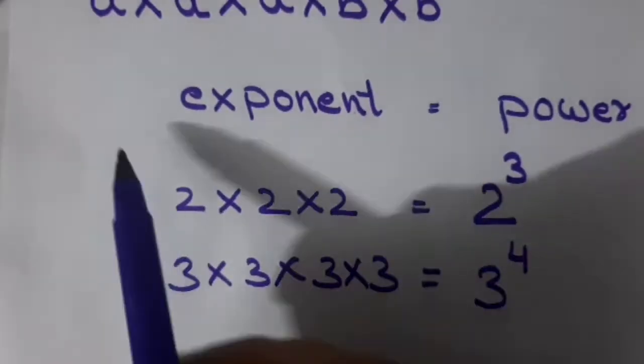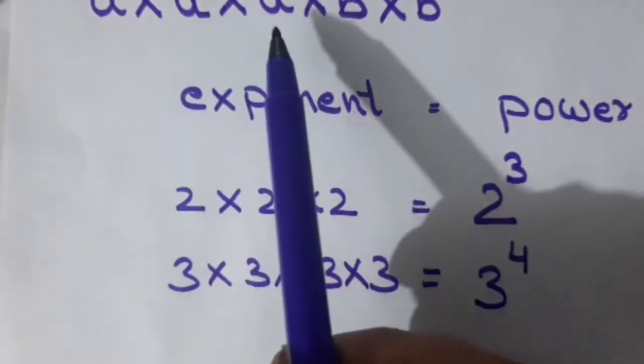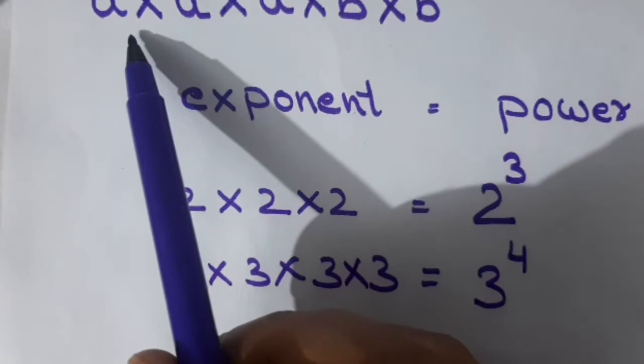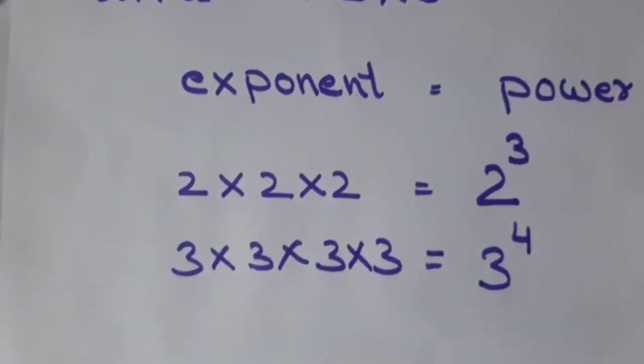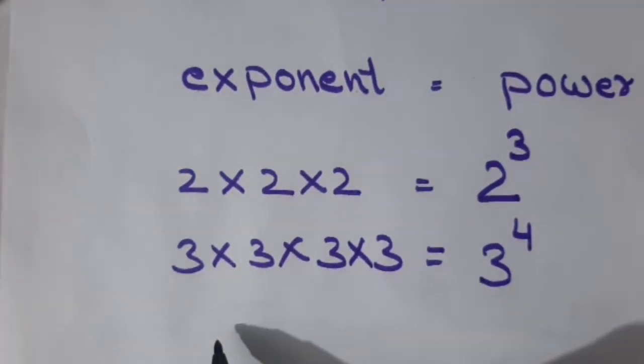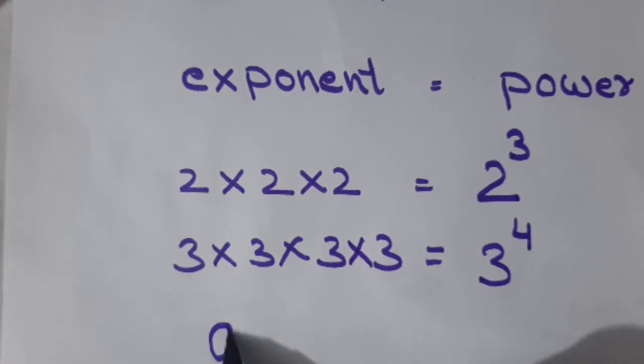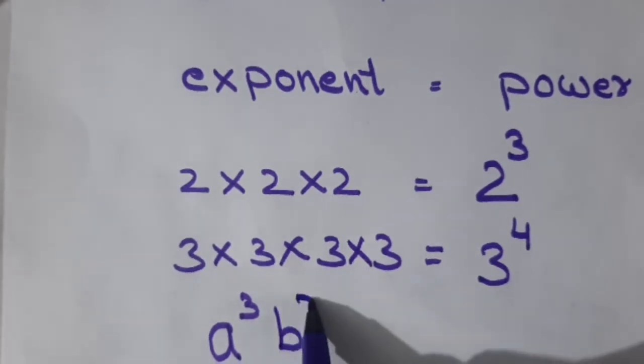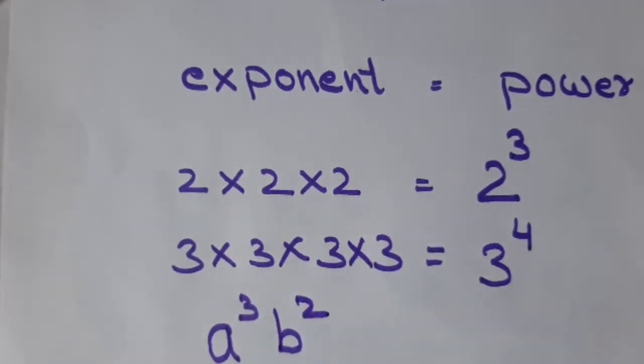Now the first question is A into A into A into B into B. Here A is the literal. You have to write it in exponential form, that is in the form of power. So here A power 3, or exponent of A is 3, and then B power 2. B is 2 times, so you will write B raised to 2. Here you need not put the multiply sign. It is understood, if no sign is there, it means multiply sign is there.